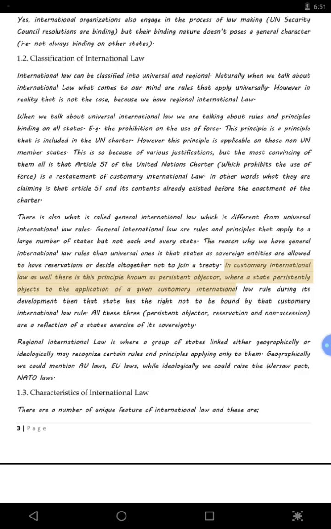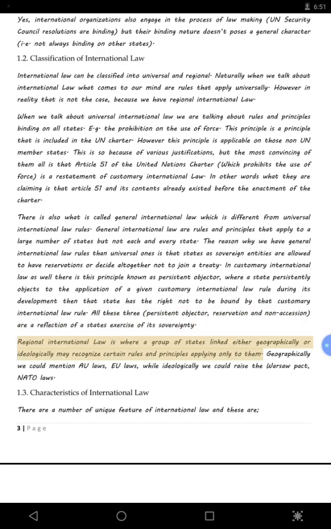In customary international law as well, there is this principle known as persistent objector. Where a state persistently objects to the application of a given customary international law rule during its development, that state has the right not to be bound by that customary international law rule. All these three, persistent objector, reservation and non-accession, are a reflection of a state's exercise of its sovereignty.